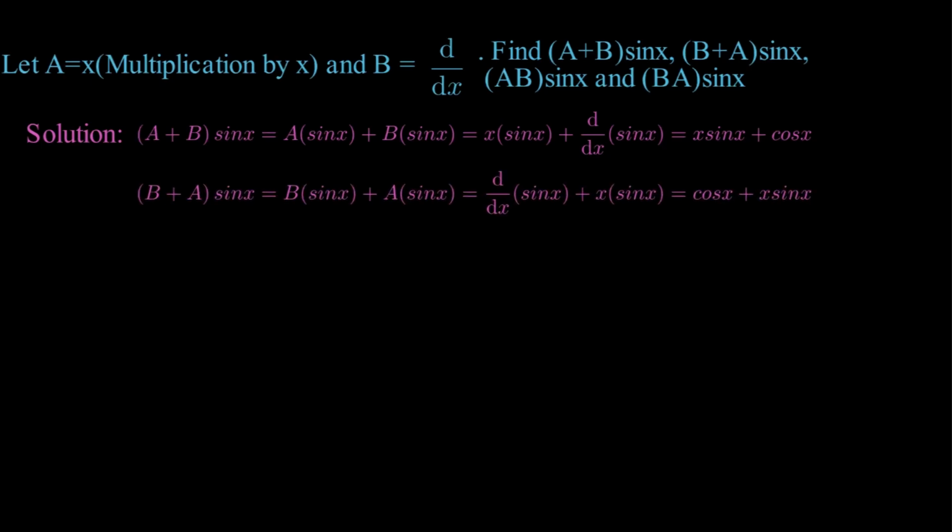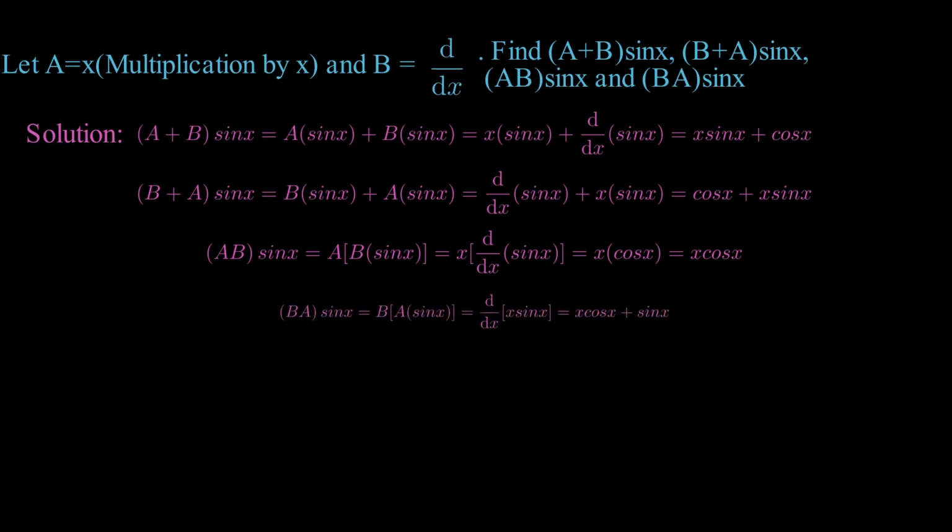Now for (B + A) sin x, we do the similar thing, and we get our final answer as cos x plus x sin x. For the third solution, we use the second property of operator algebra. In AB sin x, first B will operate on sin x and we get cos x, and then operator A will operate on cos x and we get our final answer as x cos x. A similar case is done with BA sin x, and we get our final answer as x cos x plus sin x.